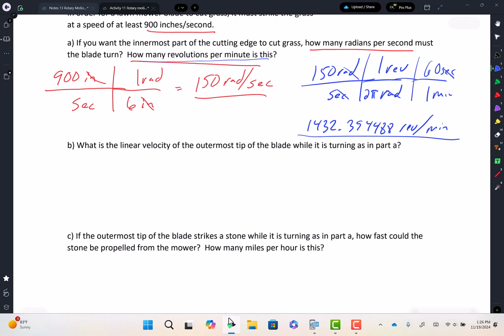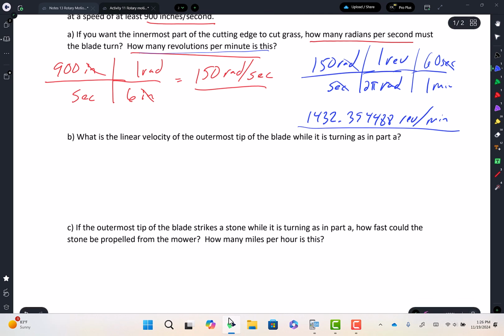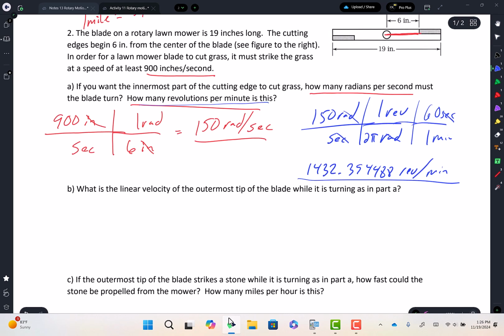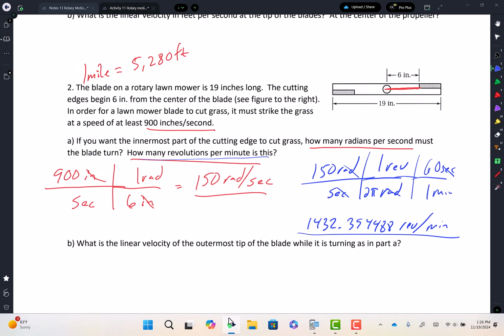All right. What is the linear velocity of the outermost tip of the blade while it is turning as in part A? So now they want to know the linear velocity of the outside right there, of that tip right there. So I need to know what the radius is from here all the way to the outside. So 19, divide that sucker by 2. What's 19 divided by 2?